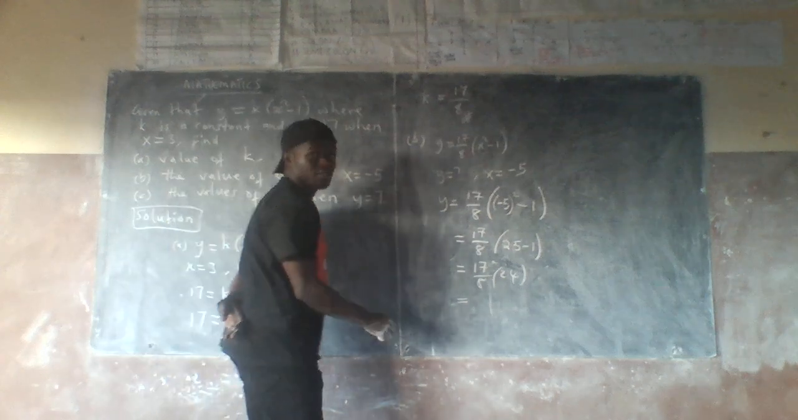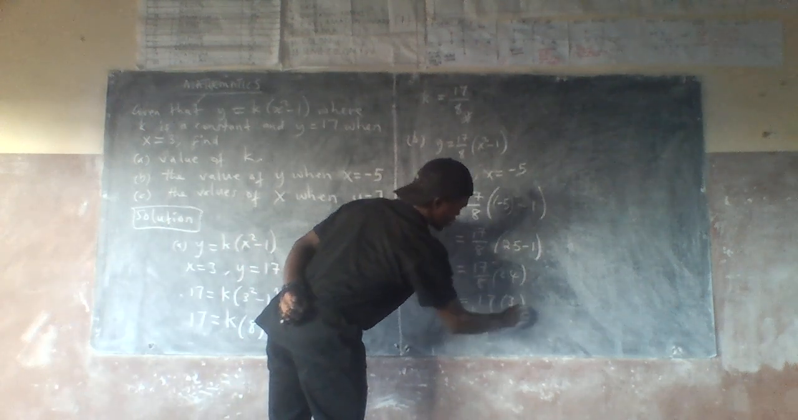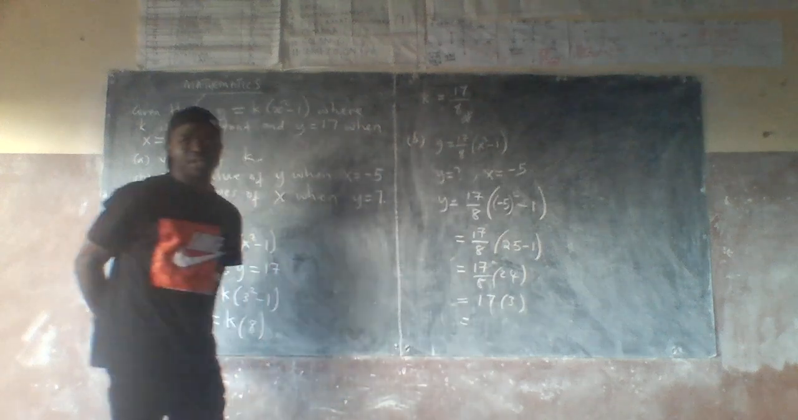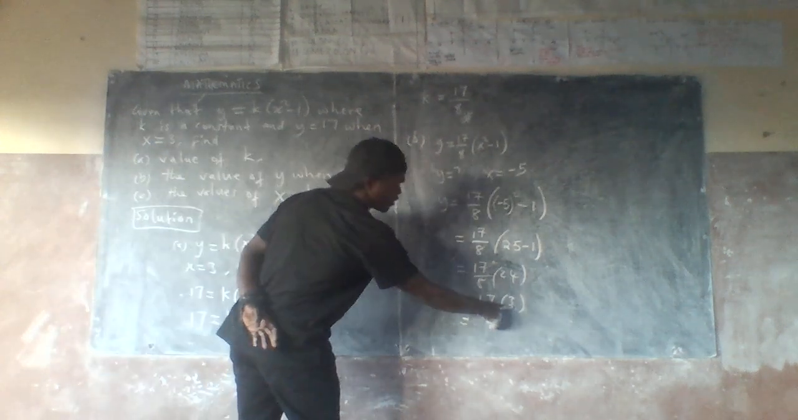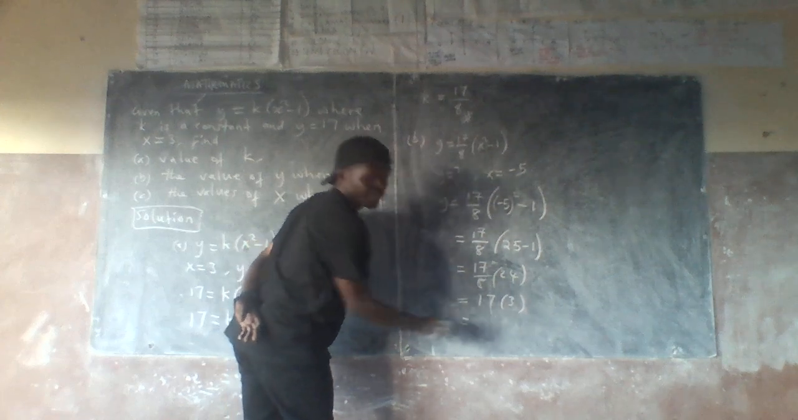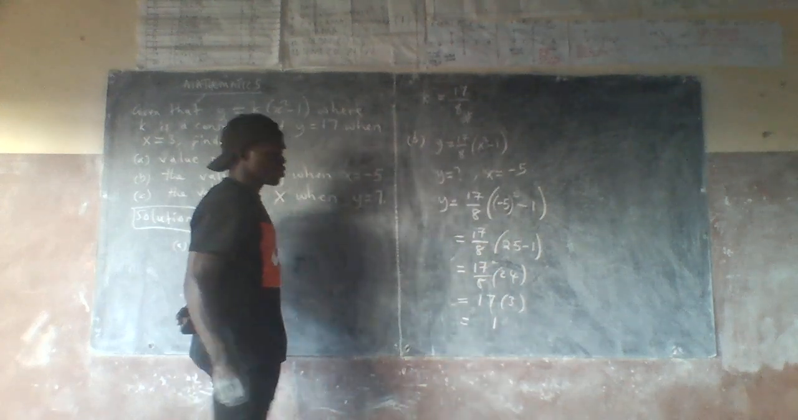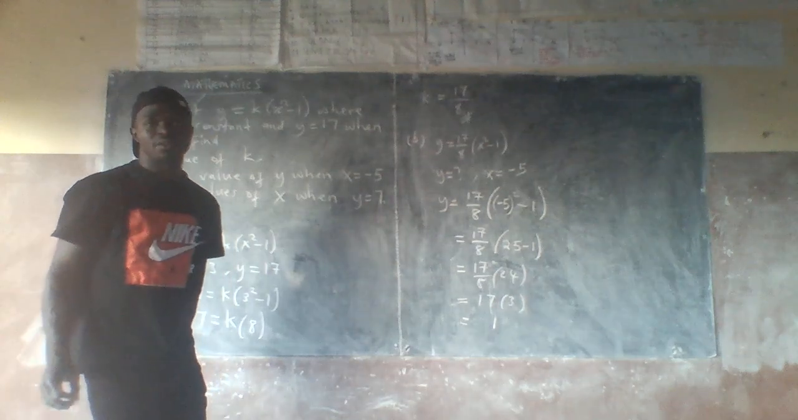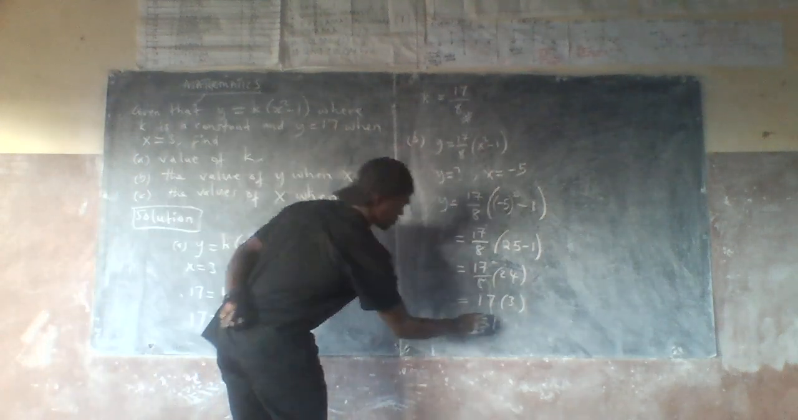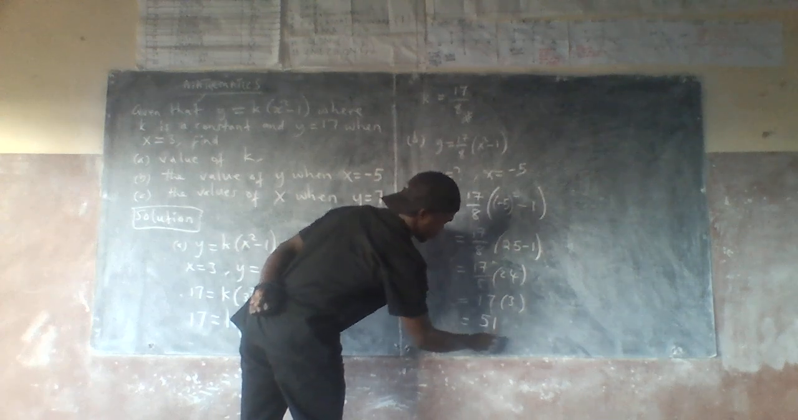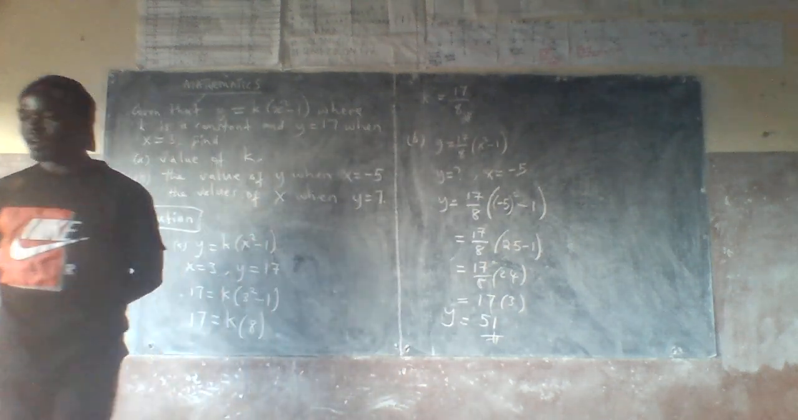8 into 24, which is 3. Then 17 times 3. So we start 7 times 3. 7 times 3, 21, right? 1 carry 2. 3 times 1 plus 2. So that is the value for y.